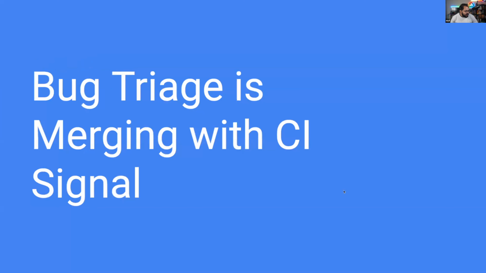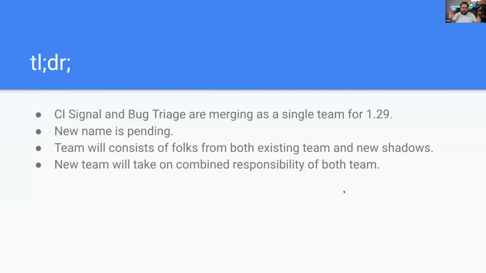So the discussion I've been reading and hearing about is the two teams merging, bug triage merging with CI signal. There has been discussion for a long time. I think the goal initially was to do it for 1.28, but it was too late, so it's going to happen for 1.29. If you have not been reading up on all of this, I have done the reading for you, so I can give you a quick TLDR of what that means. CI signal and bug triage are merging as a single team for 1.29. A new name is still pending. I think in the last couple of meetings, there have been a lot of good suggestions. I'll list them in the next slide here so people can take another look.